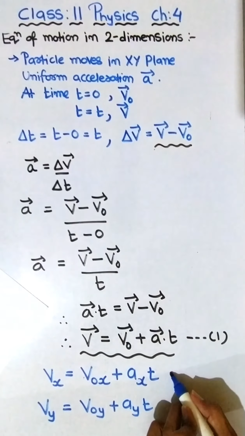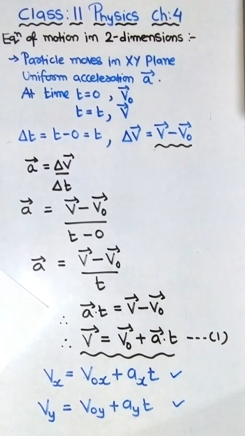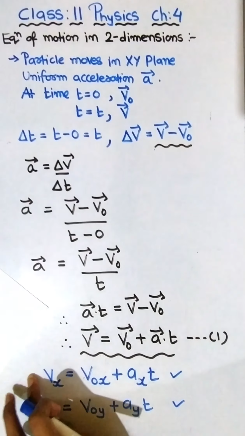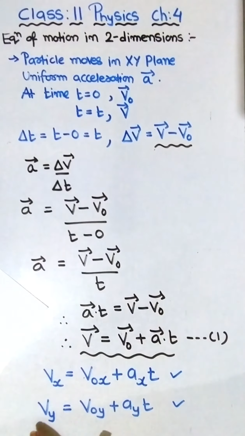So why are we going for this? Because in case in a numerical it is asked to find the magnitude of velocity in the x direction, we will only use this formula. If they have asked in the y direction, we will only use this formula. So this was all about the first equation of motion in two dimensions. Now let us go for the next one.